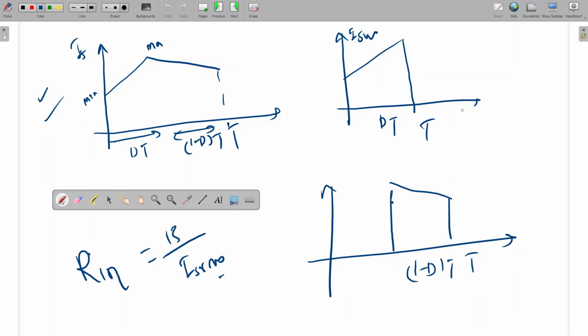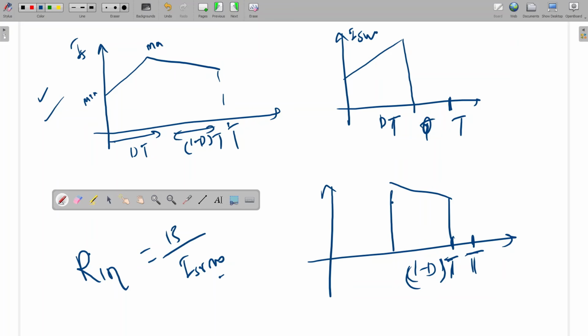Sir, you can ask. This 1 minus DT: D is the duty and T is the time period. Yes, D is duty, T is the time period. This total time period is T. Here also the total time period is T. Is it clear?